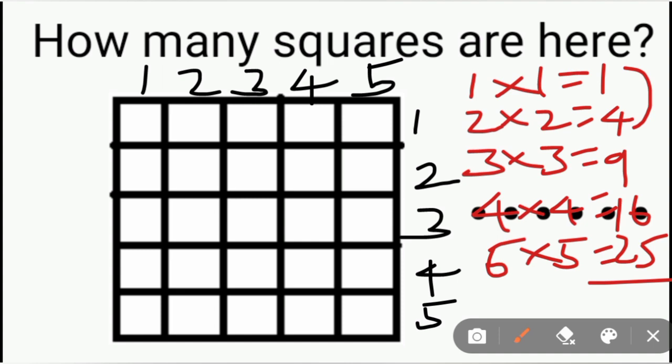1 plus 4 is 5. 5 plus 25 is 30. Then 30 plus 16 is 46. 46 plus 9 is 55. So the answer is 55. So let's write here: the answer is 55.